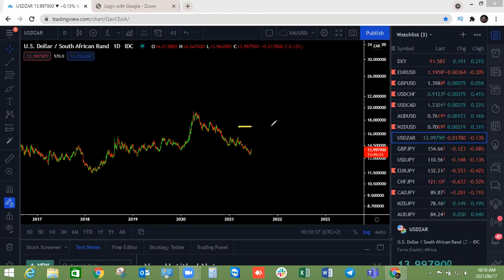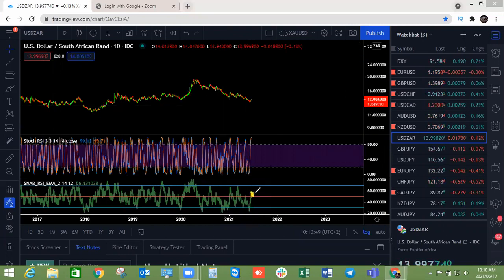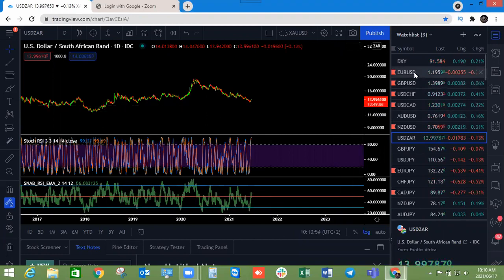Again, we are going to look for this to get to around the 50% of this, whichever corrective structure it makes, whether it goes with one single impulse, doesn't matter. So what matters now is that we are going to start looking for trade setups to the upside on US dollar ZAR. Okay, so let's go to the euro.